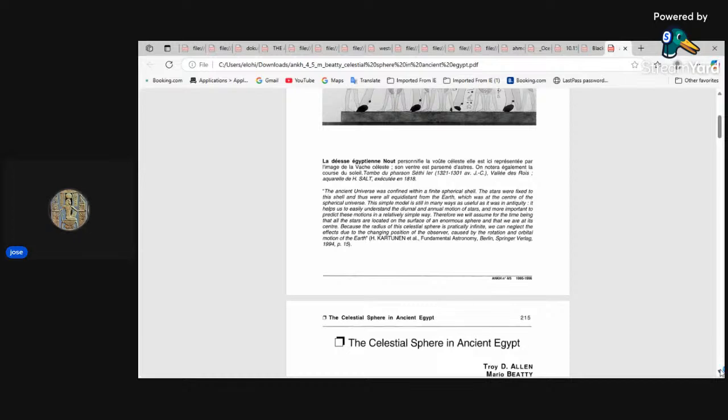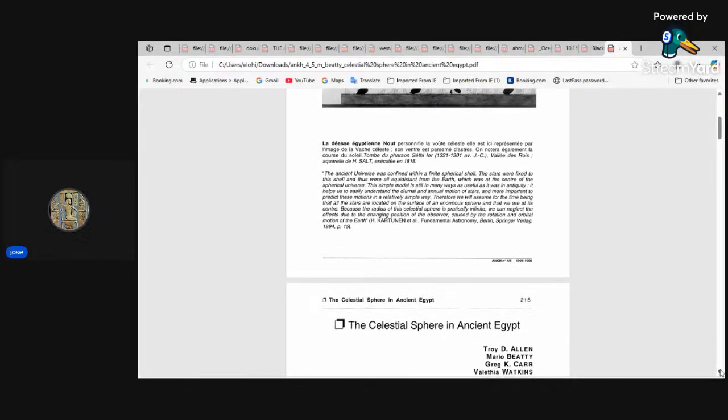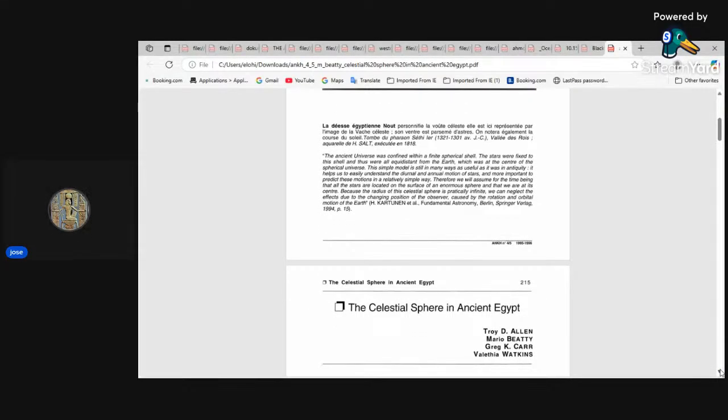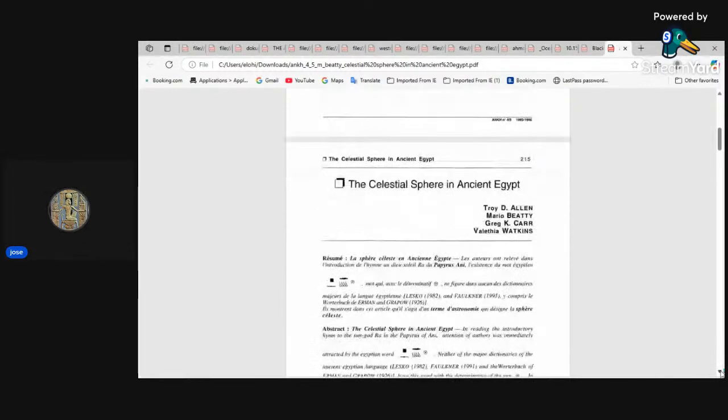Therefore, we will assume for the time being that all the stars are located on the surface of an enormous sphere, and that we are at its center, because the radius of this celestial sphere is practically infinite. We can neglect the effects due to the changing position of the observer caused by the rotation and orbital motion of the Earth. H. Karttunen et al., Fundamental Astronomy, Berlin, Springer Verlag, 1994, page 15.